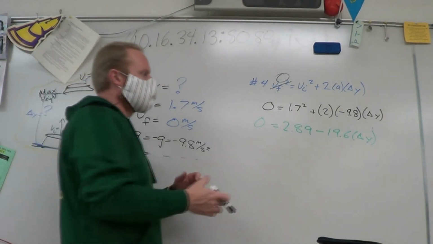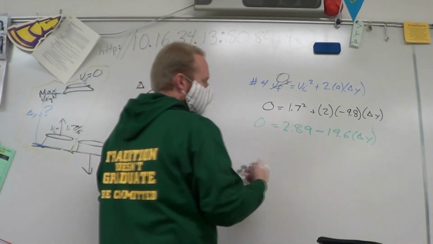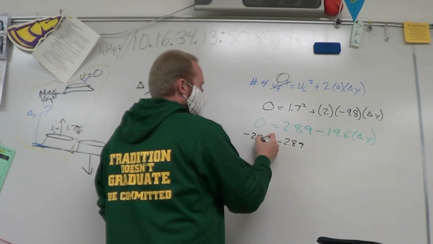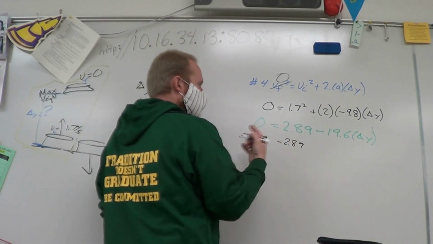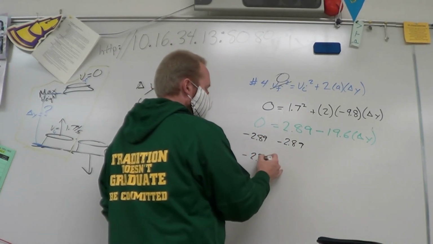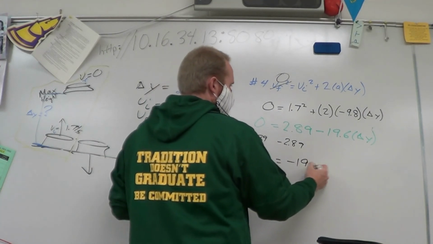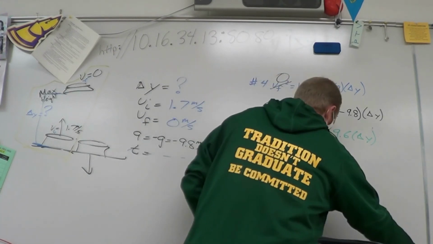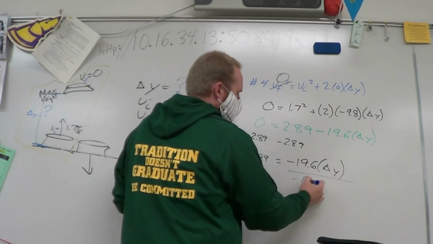Okay? So it's up to you. You can either subtract this or you can add this. It doesn't really make any difference. I'm going to subtract 2.89 from both sides, and we end up with. Now, mathematically, we need to divide by.